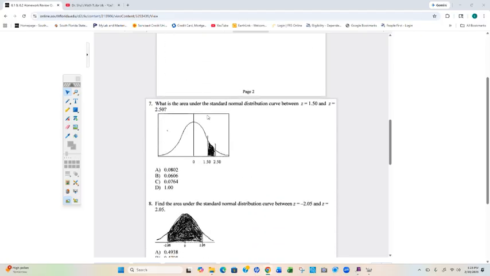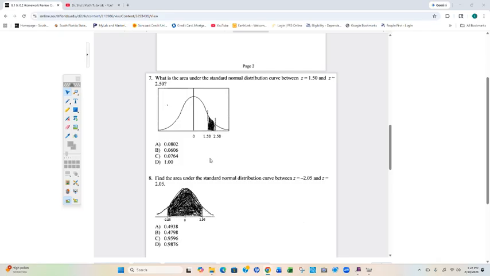Number 7, what is the area under the curve of the standard normal distribution between Z equals 1.5 and Z equals 2.5? A is 0.0802, B is 0.0606, C is 0.0764, and D is 1. Think about that one.